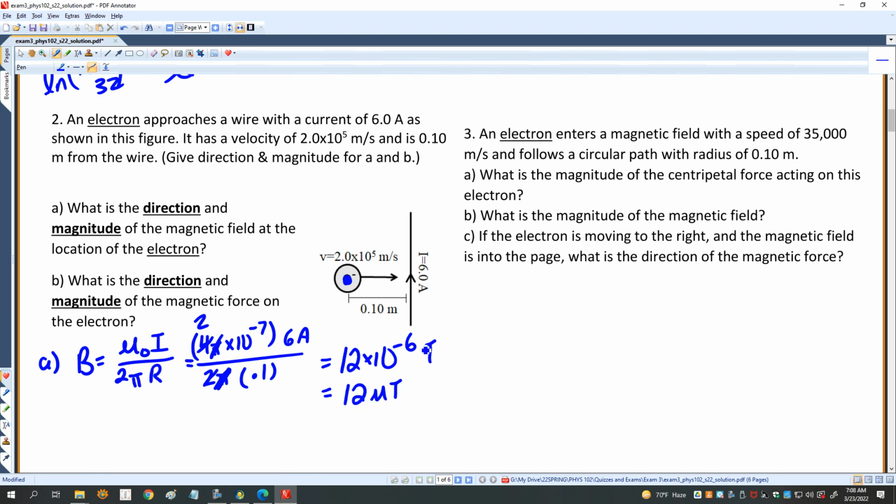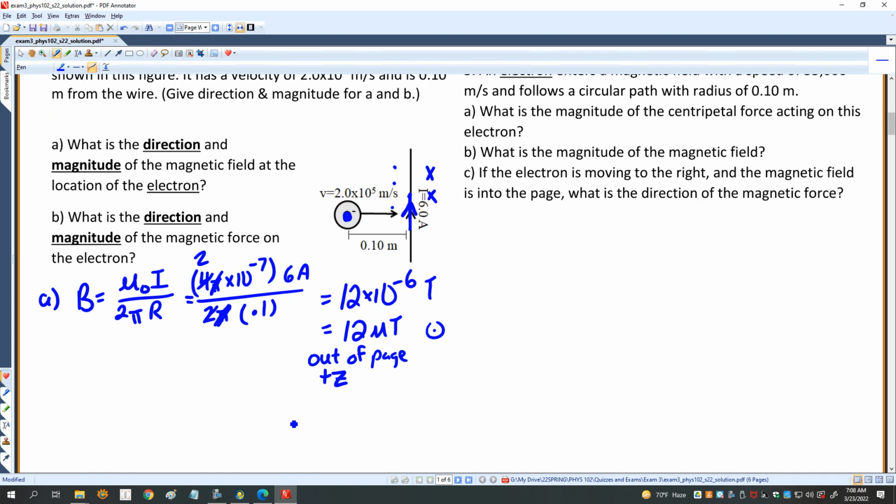All right, I also want to know the direction of that magnetic field. If I imagine my thumb going up, my fingers go into the page on this side and out of the page on this side. So you could say out of page. Might even take the emblem there, or in the plus Z direction. I would prefer plus Z.